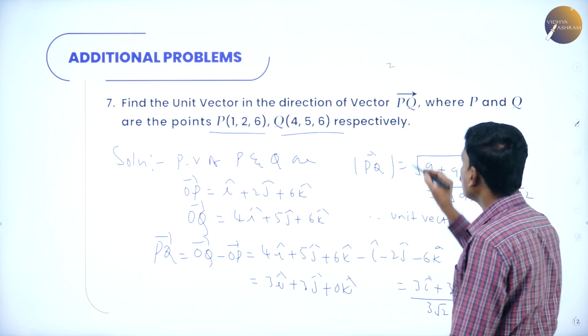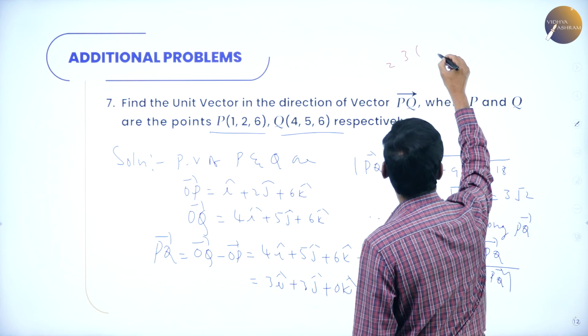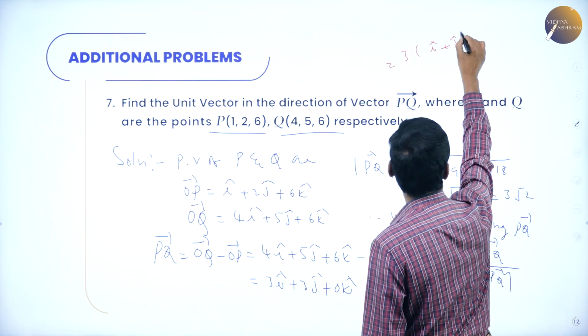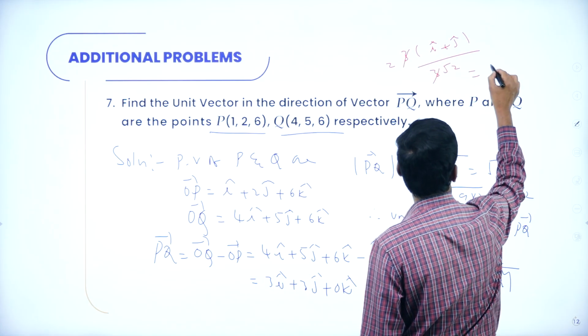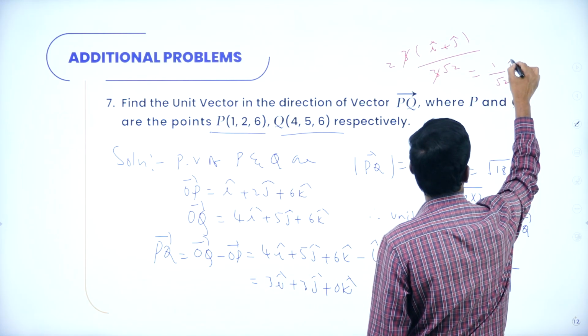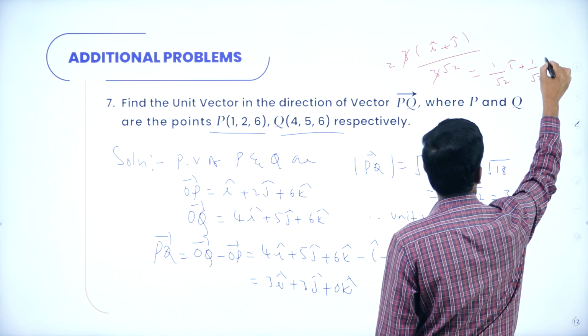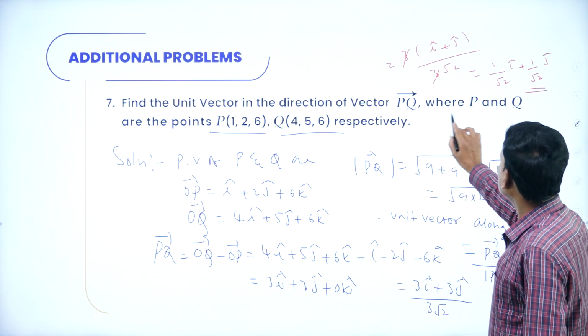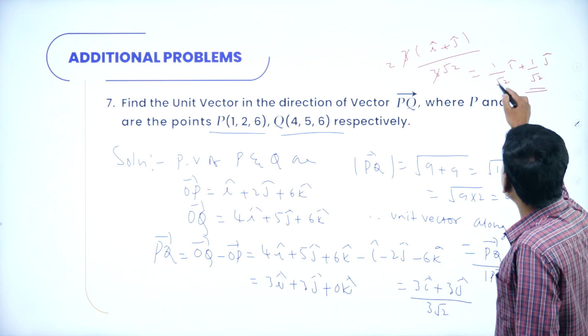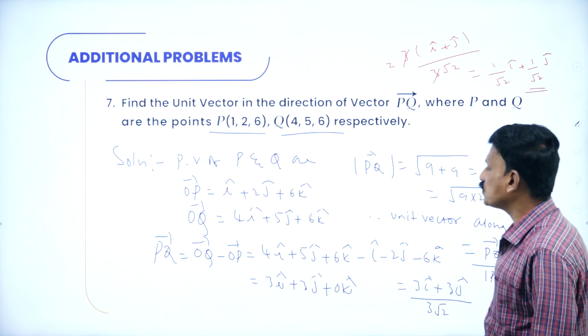You can take 3 common factor out. So in the numerator i plus j divided by 3 root 2, 3 gets cancelled. This is equal to 1 by root 2 i plus 1 by root 2 j. This is the required answer. So the unit vector along the direction of vector PQ is 1 by root 2 i plus 1 by root 2 j.